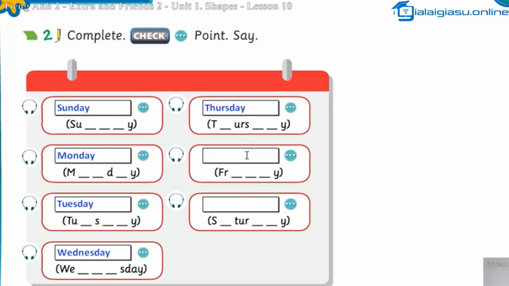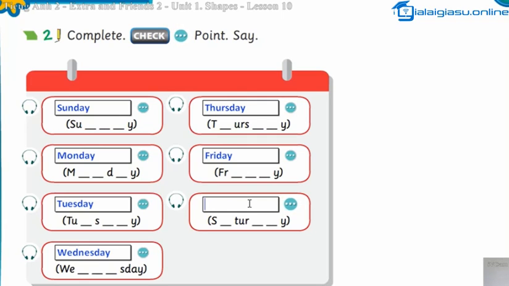Number six. What day is it? It is Friday. Well done. The first letter is F, R, U. It's not U? Okay. So it is I. Well done. D, A, Y. Let's check it. Excellent, everyone. And we'll do the last one.